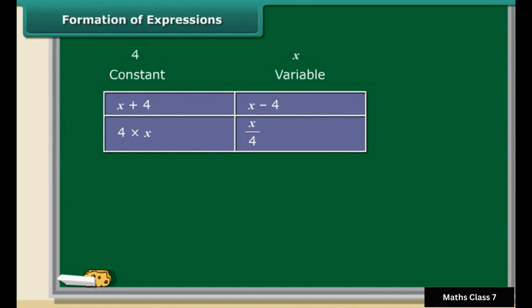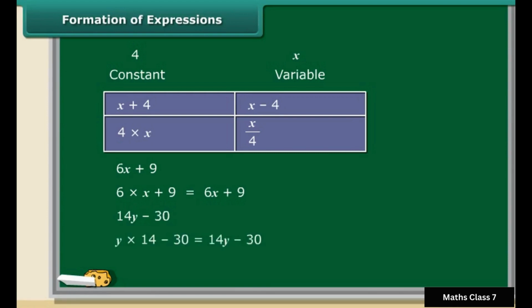Let us see how the algebraic expression 6x plus 9 is formed. It's really simple. First multiply variable x with constant 6, then add a constant 9 to the product. Similarly, 14y minus 30 is obtained by first multiplying y by 14 and then subtracting 30 from the product. So, children, you see these expressions were obtained by combining variables with constants. You can also obtain expressions by combining variables with themselves or with other variables.